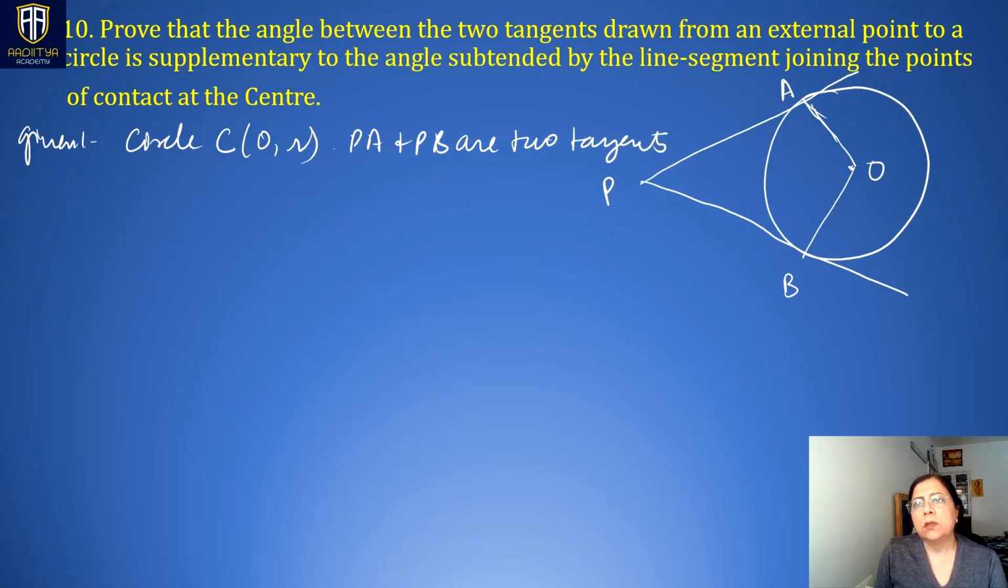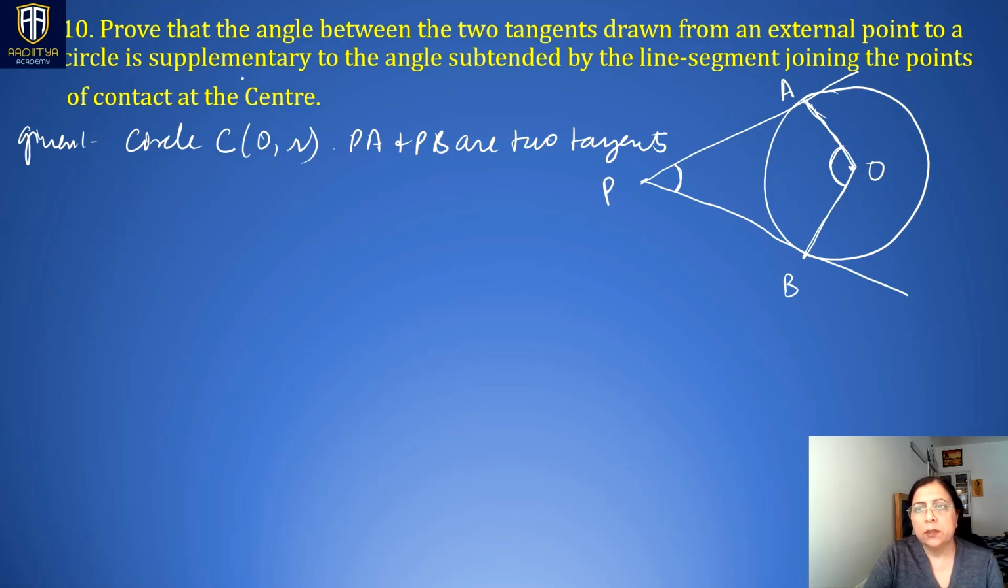Now the question says we have to prove that the angle between the two tangents drawn from an external point to a circle is supplementary to the angle subtended by the line segment joining the points of contact at the center. So in this question, we have to prove that this angle between the two tangents is supplementary with the angle between these two lines, like these are the two radii. So these two angles add up to 180 degrees.